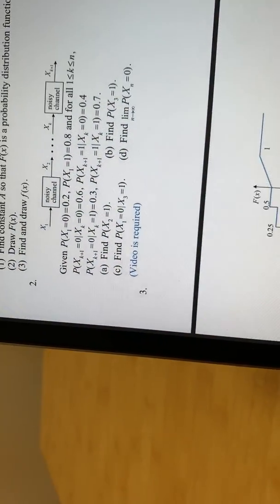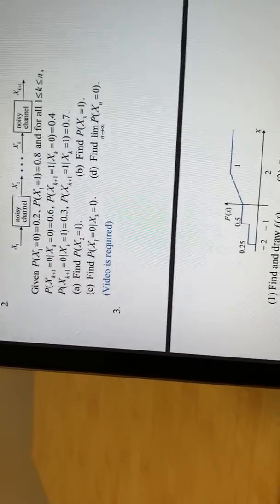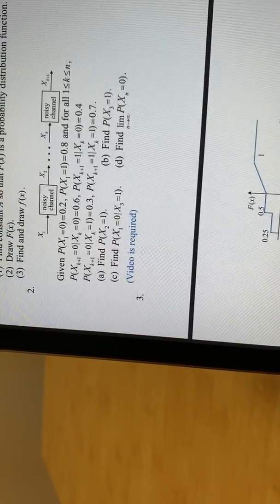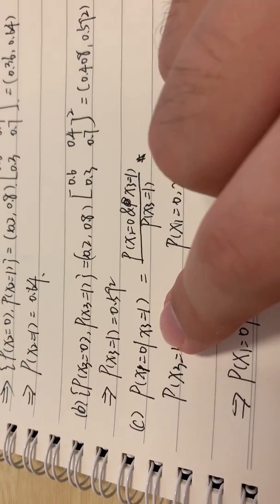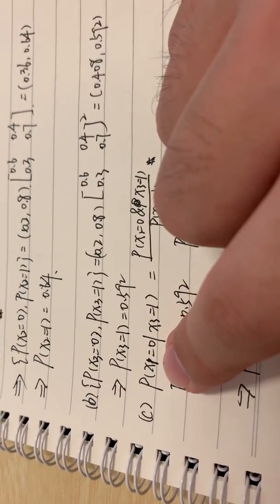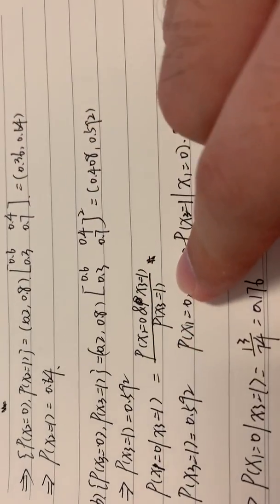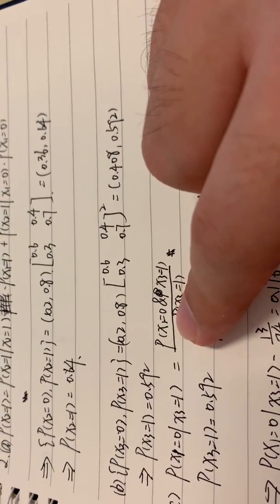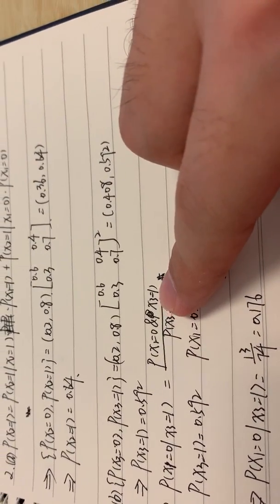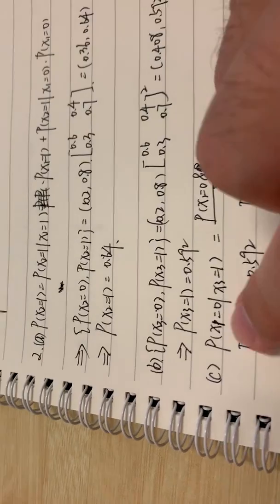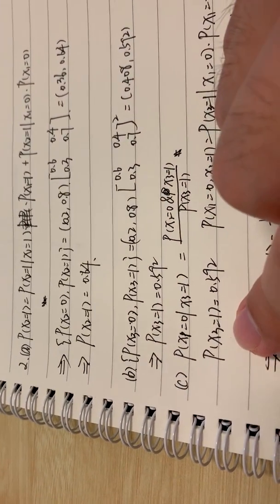Okay, let's come to the third question. The third question is that we should find the conditional probability of x1 equals 0 when x3 equals 1. Okay, we write it down. According to the conditional probability, P(x1 equals 0 given x3 equals 1) can be written as P(x1 equals 0 and x3 equals 1) over P(x3 equals 1). We already know, according to the second question, that P(x3 equals 1) is 0.592.